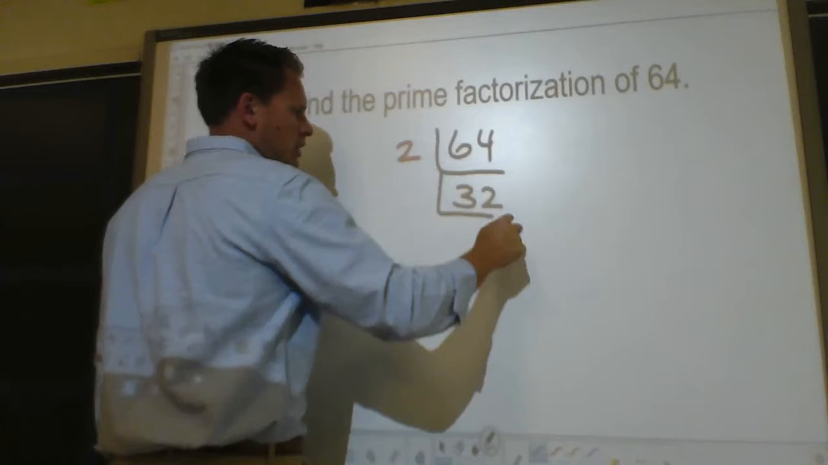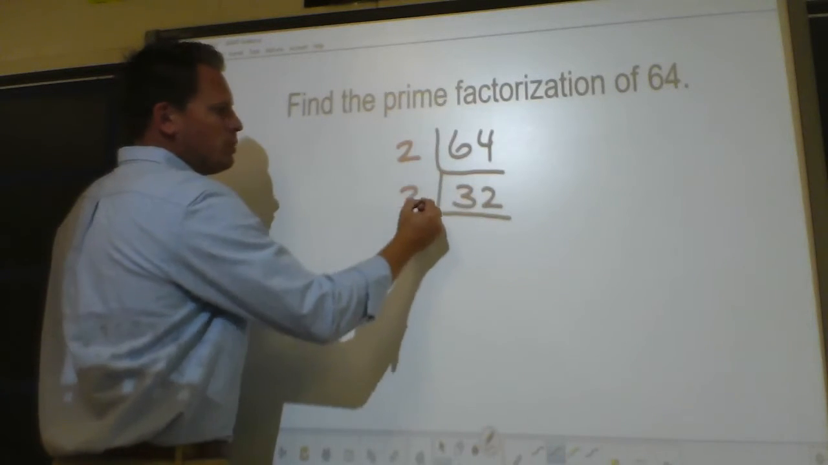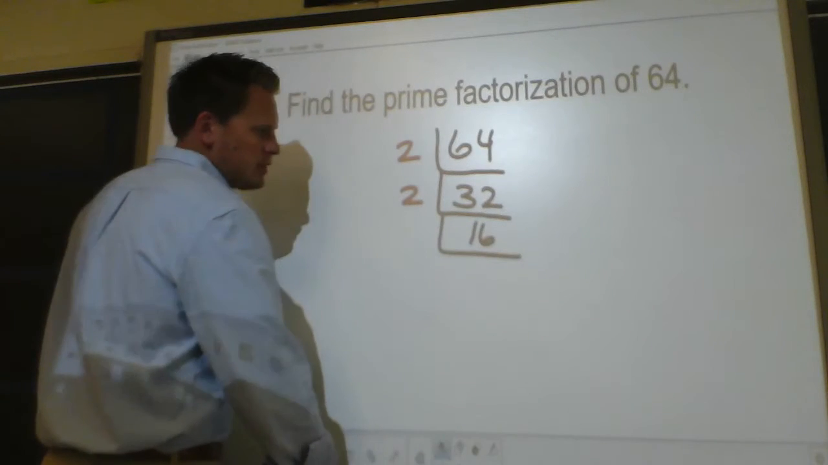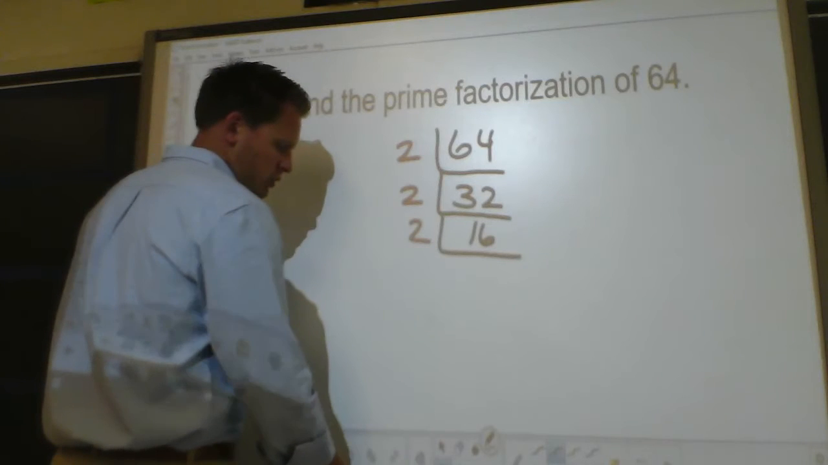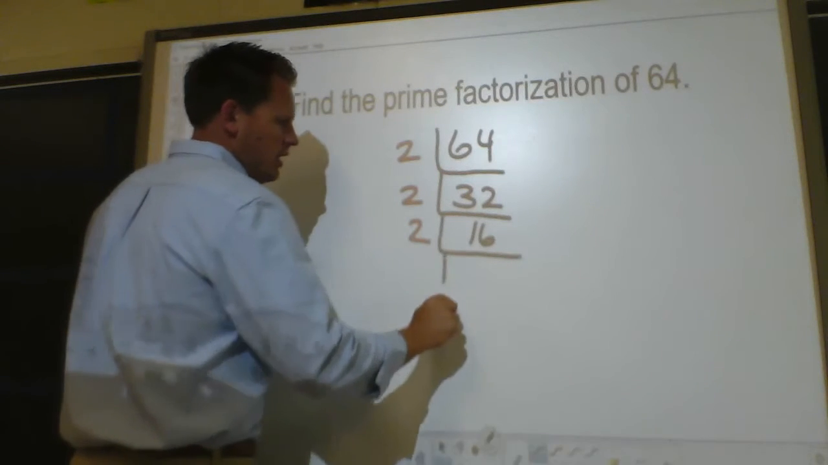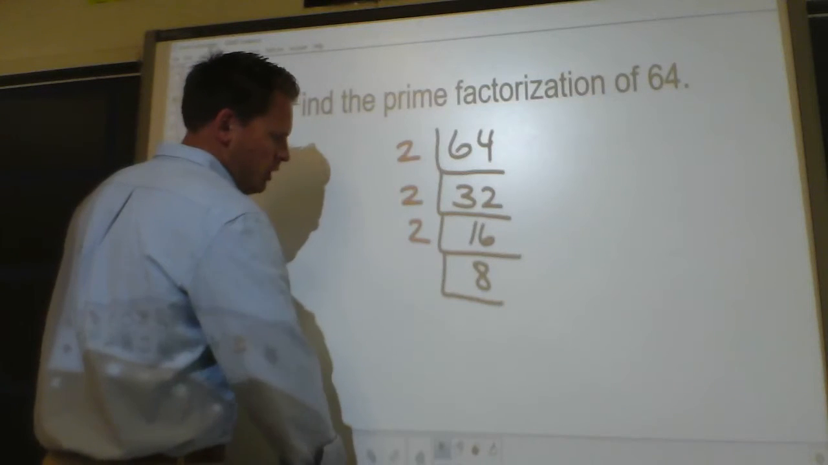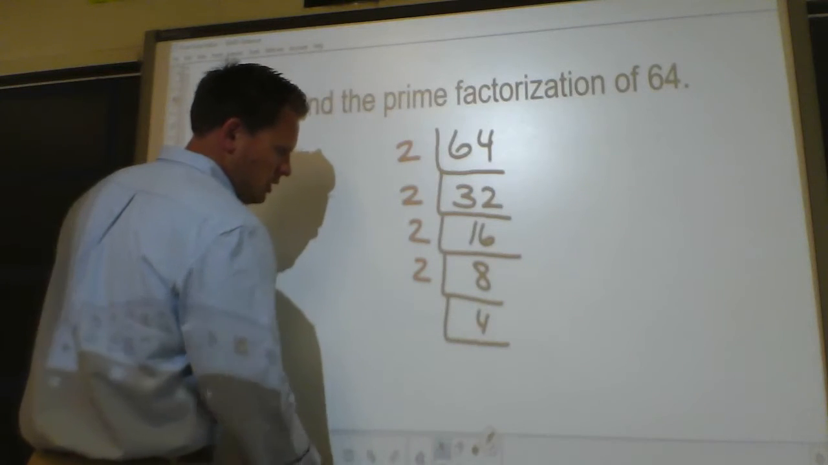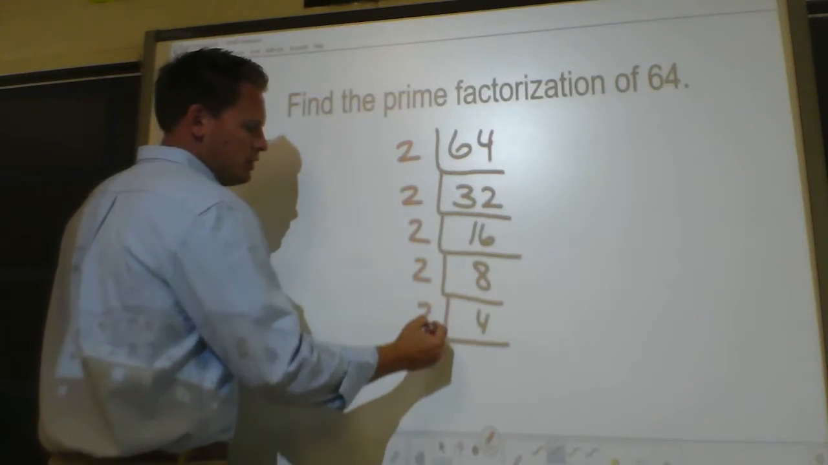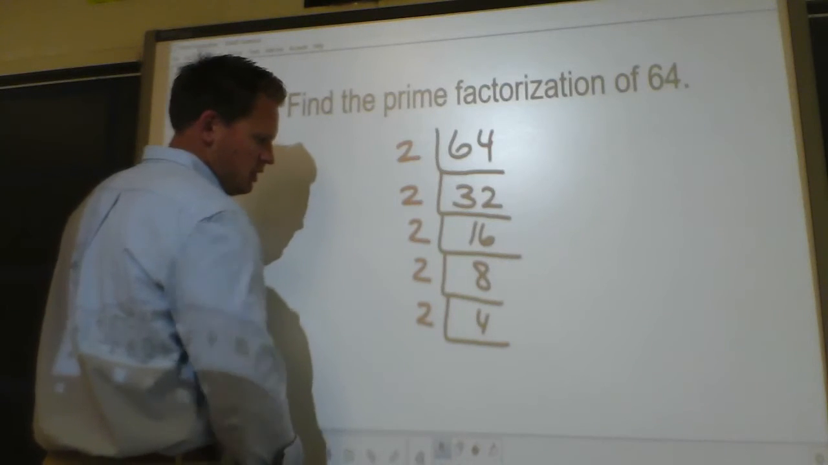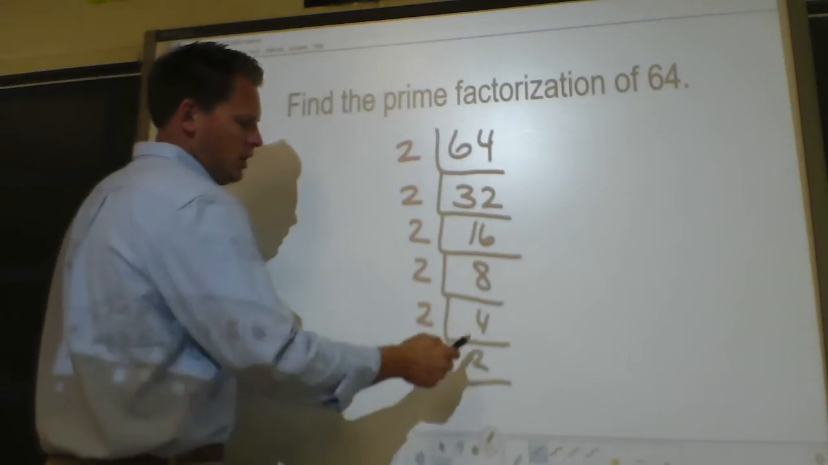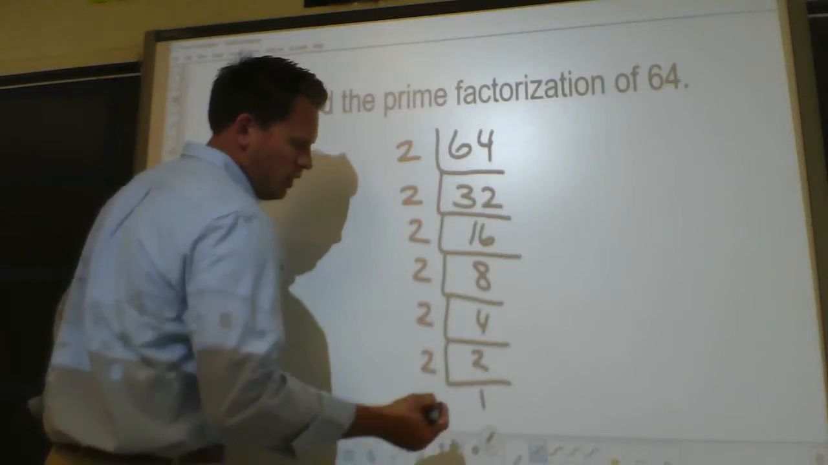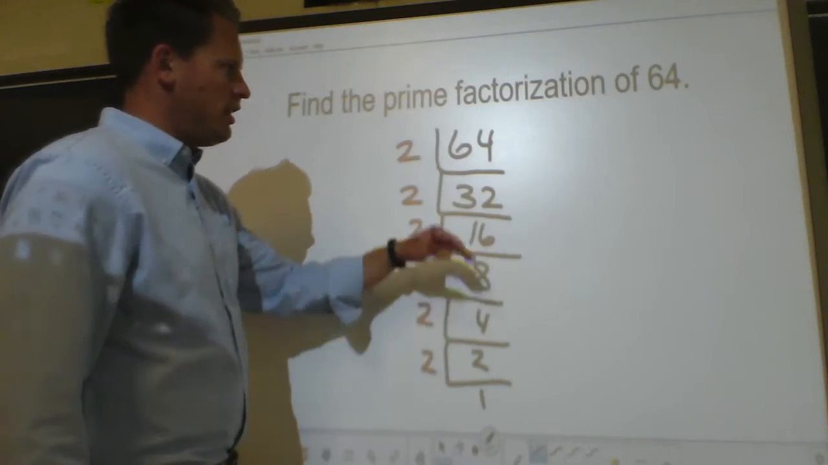What is 64 divided by 2? 32. Okay, it's still even, so I know I can pull out another 2. What's 32 divided by 2? 16. Guess what? I'm still even. Pull out another 2. 16 divided by 2 is 8. Still even. What can I pull out? A 2. 8 divided by 2 is 4. 4 still even. I can pull out a 2. It's 4 divided by 2. 2. Still even. I can pull out a 2. What's 2 divided by 2? 1. Once I reach 1, I've reached the end of my upside down division.